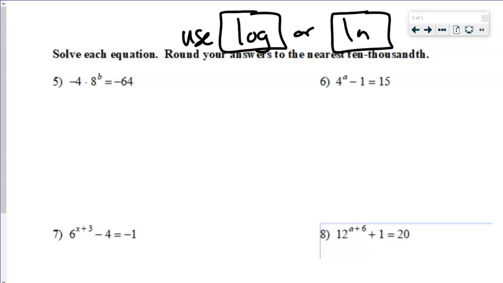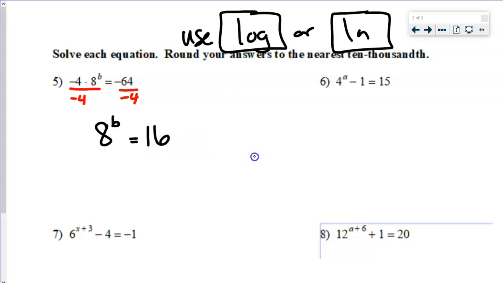Let's take a look at number 5 first. The exponential piece of this equation is not isolated yet, so I'm going to start by dividing the negative 4 to the other side of the equation. So now it says 8 to the power of b equals, I believe that's a 16. I don't want to get that wrong, so I'm going to break out my calculator just in case. Yeah, 16. All right, so this equals 16.